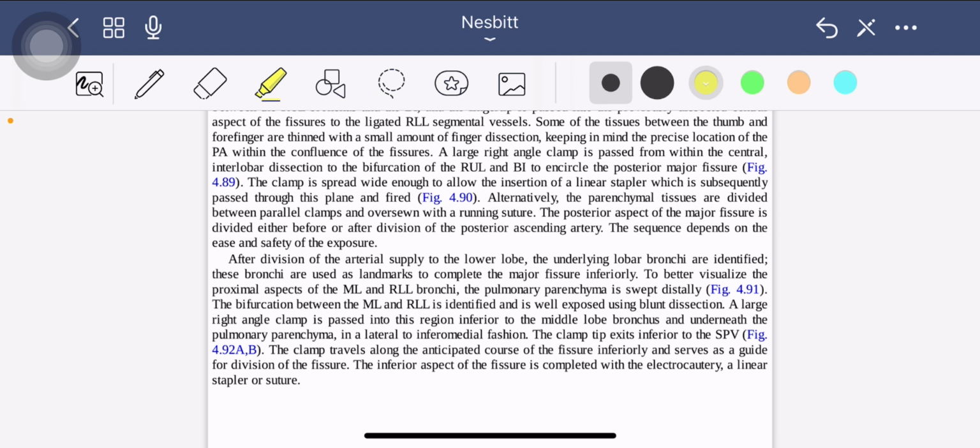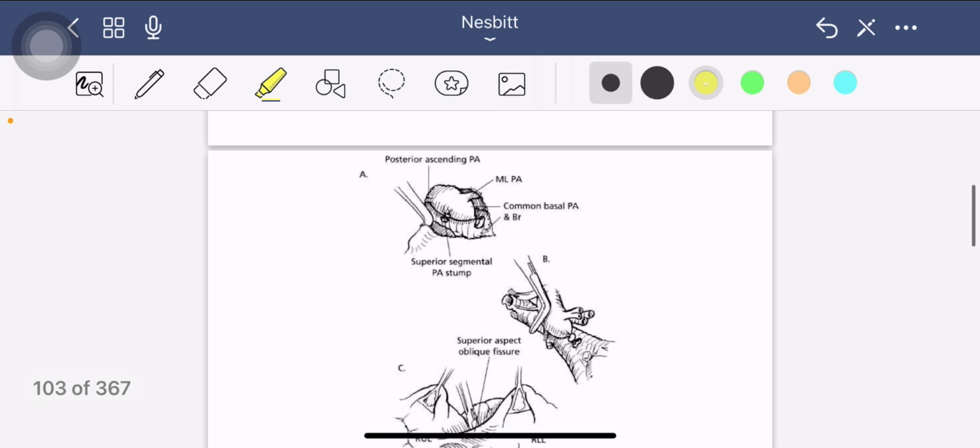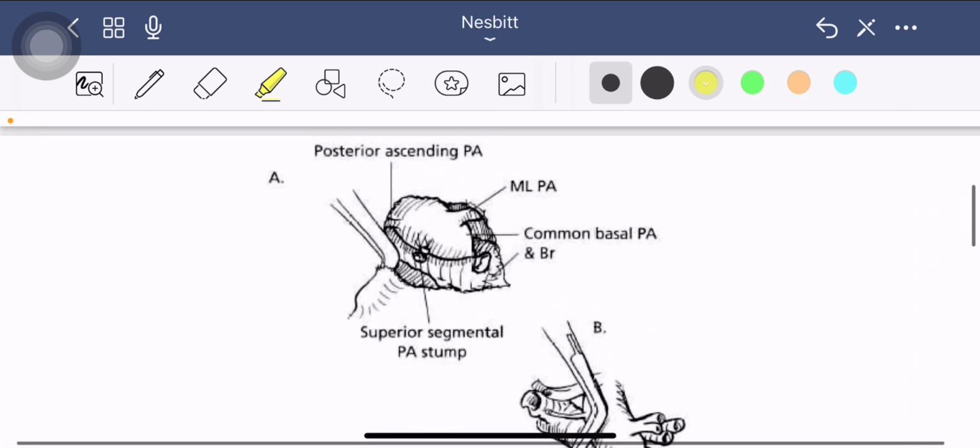The clamp tip exits inferior to the superior pulmonary vein. The clamp travels along the anticipated course of the fissure inferiorly and serves as a guide for division of the fissure. The inferior aspect of the fissure is completed with the electrocautery, a linear staple or suture.